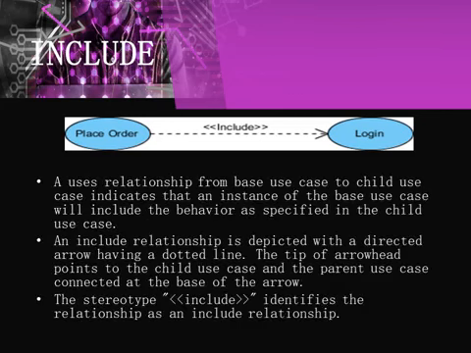A uses relationship from base use case to child use case indicates that an instance of the base use case will include the behavior as specified in the child use case. An include relationship is depicted with a directed arrow having a dotted line. The tip of the arrowhead points to the child use case, and the parent use case is connected at the base of the arrow. The stereotype include identifies the relationship as an include relationship.